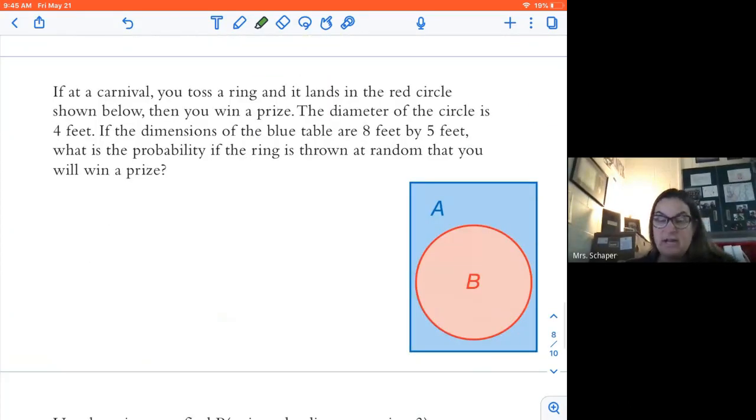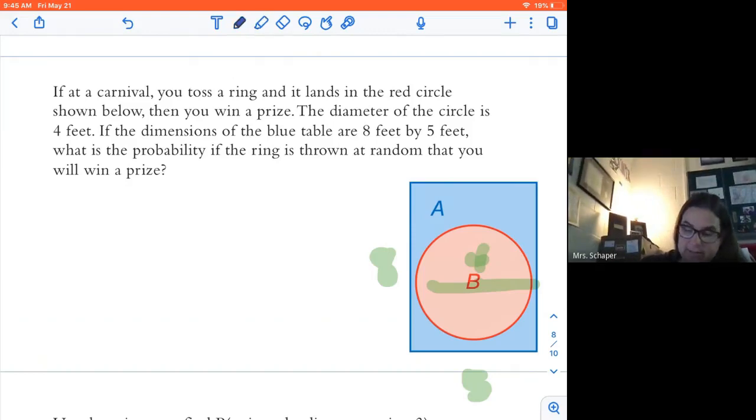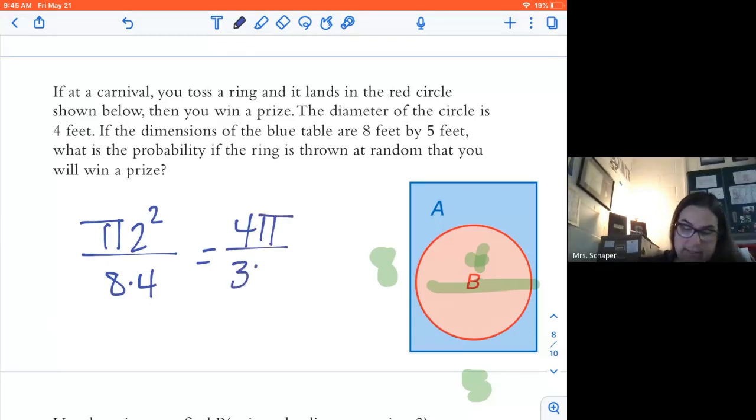If at a carnival you toss a ring and it lands in the red circle shown below, then you win a prize. The diameter of the circle is 4 feet. If the dimensions of the table are 5 by 8, what's the probability that you win the prize? All right. Well, the area of the circle is pi times 2 squared. The area of the rectangle is 8 times 5. So it's going to be 4 pi over 32. And I said that wrong. This is a 5 here, which would make it 40. So it's going to be pi over 10.